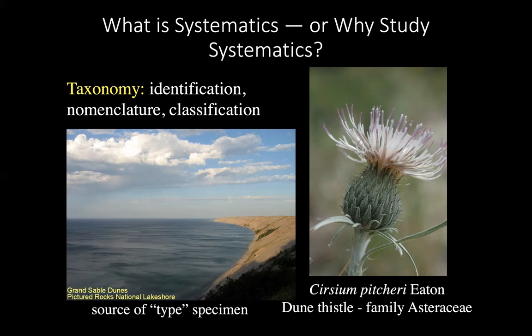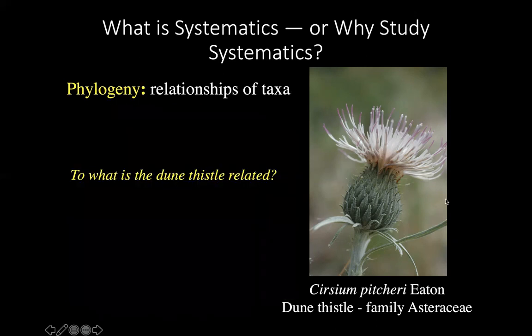Okay, so the original sample, the one plant that was collected from this, was found here at Grand Sable Dunes. So that's a type specimen. We'll talk about the process of creating types and specimens in a subsequent lecture. Okay, so it has a name, it was described by someone, and it's backed up by a specimen.